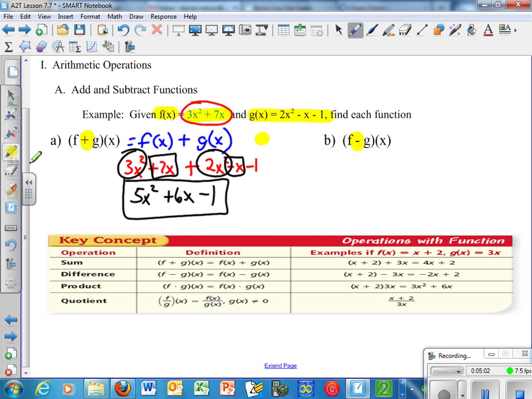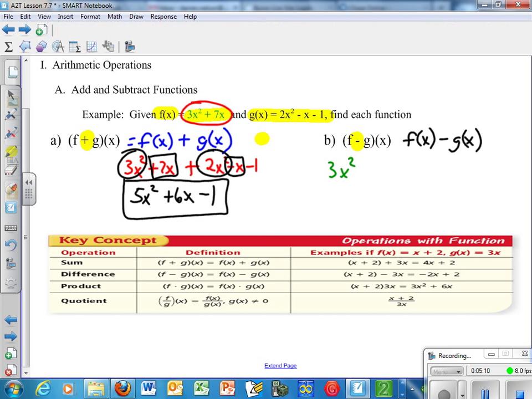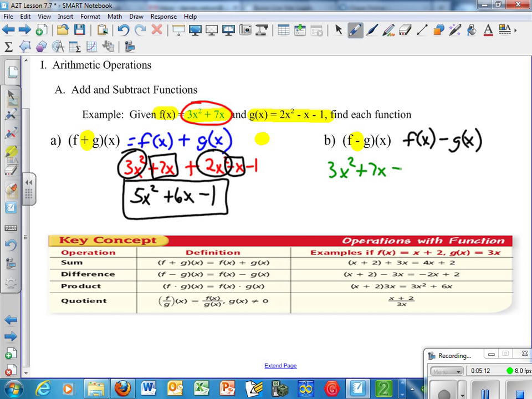Here, subtract, so I'm going to take f of x, subtract off g of x. So let's take a look. We're going to take f of x, which is 3x squared plus 7x. We are going to subtract. Now I want you to notice g of x here has more than one term, so I got to put it in parentheses. 2x squared minus x minus 1.